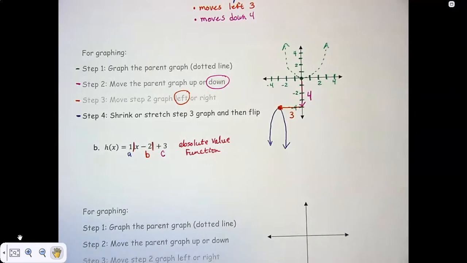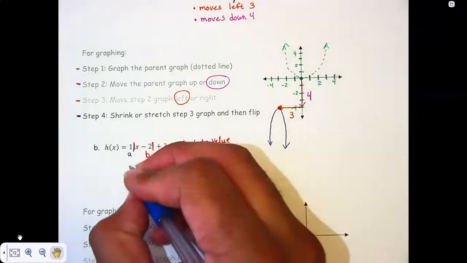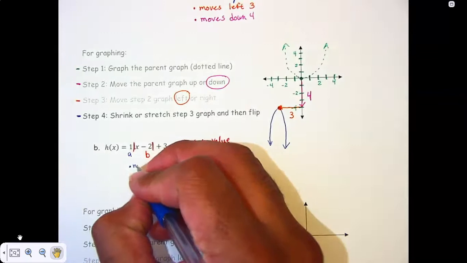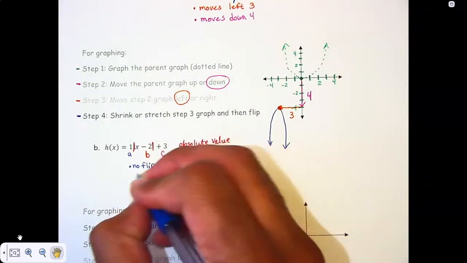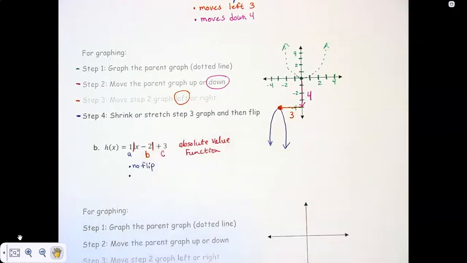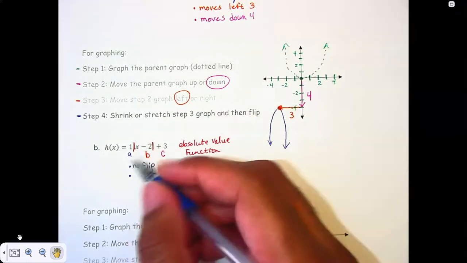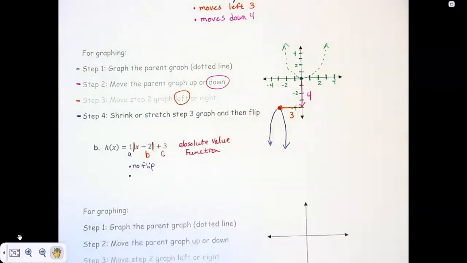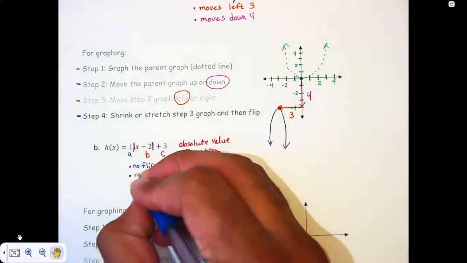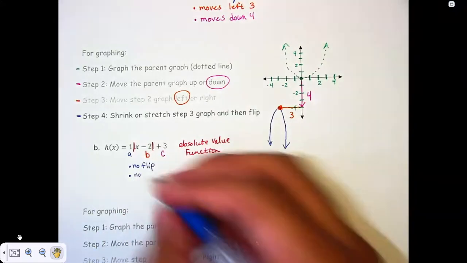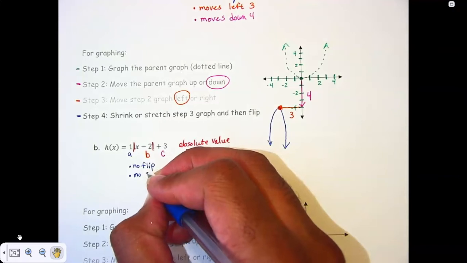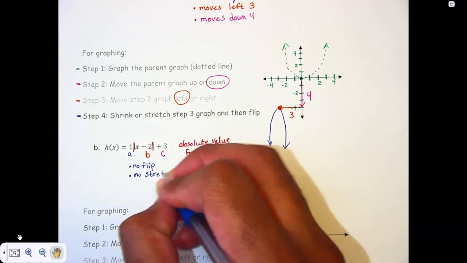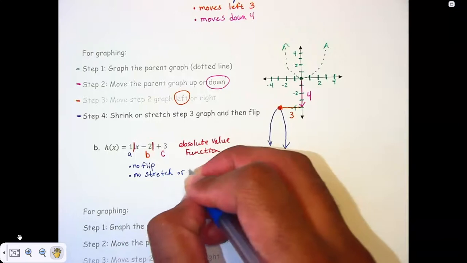So here, I'm going to put in, there's no flip, no negative, no flip. All right, and then here, because this is actually not greater than 1, there's no shrink. No, it's not greater than 1 or between 0 and 1. It's actually 1. So no stretch or expand, or shrink, sorry.